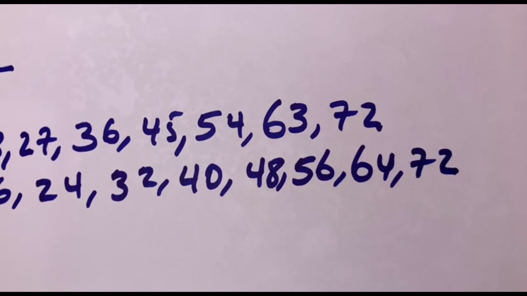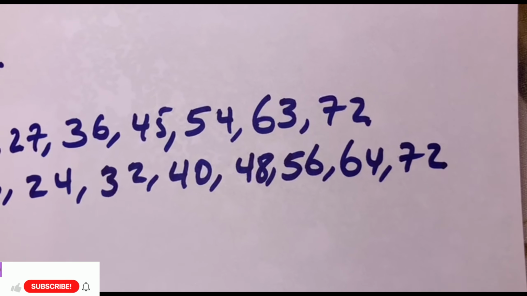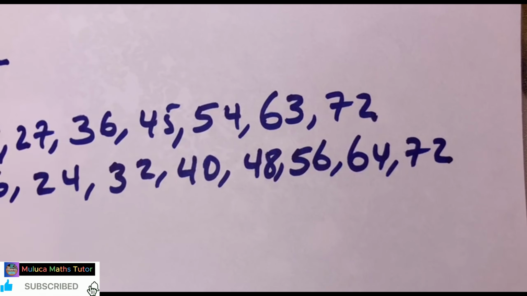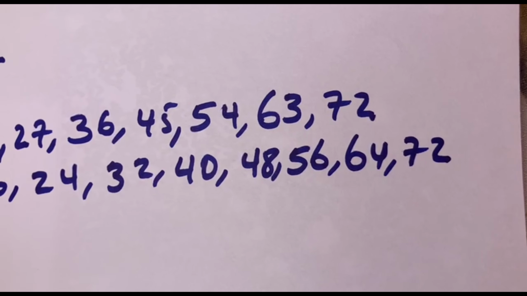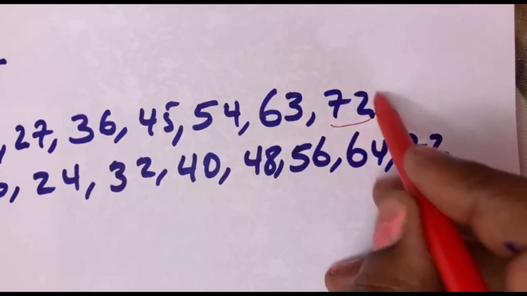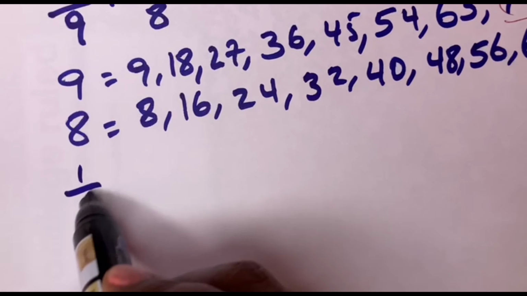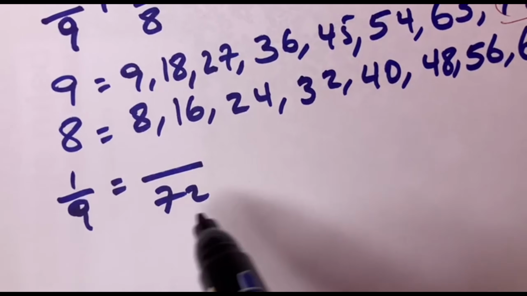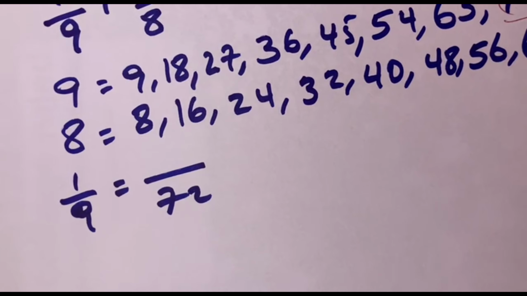Very good. So we go until we get their LCM. So the least common multiple for 9 and 8 will be 72. 1 over 9 will change its denominator into 72. How? By multiplying 9 by 8.